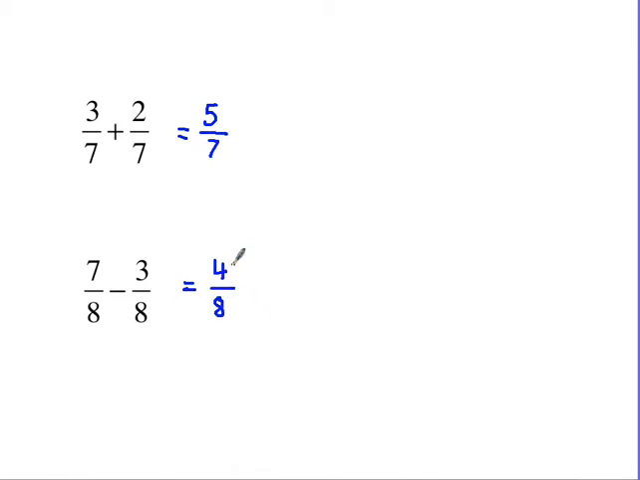Now, the only thing with this one is that this can be simplified because there's numbers that go into 4 and 8. You could either half them both here or realise that 4 goes into both of these. How many 4s go into 4 is 1, and how many 4s go into 8? Eventually, you should be getting down to a half for that one.